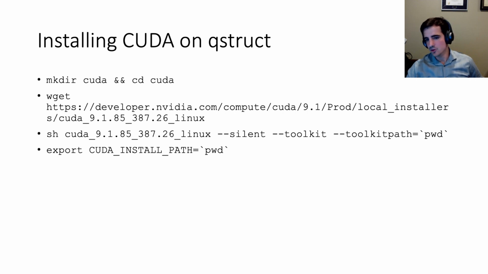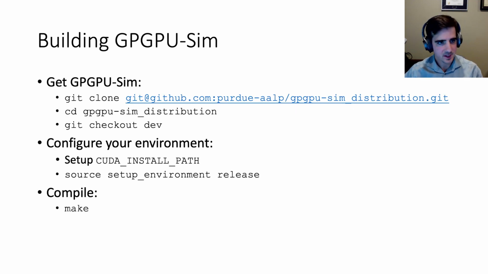And again, you don't need a GPU to run GPGPU-Sim, so once CUDA is up and running, you should be able to run the simulator. The GPGPU-Sim code itself is located on this GitHub repo, and these are the commands that you should run to get the code. You should run the dev version of the code. Okay, so you're going to clone it, you're going to move to the directory, and then check out the dev version.